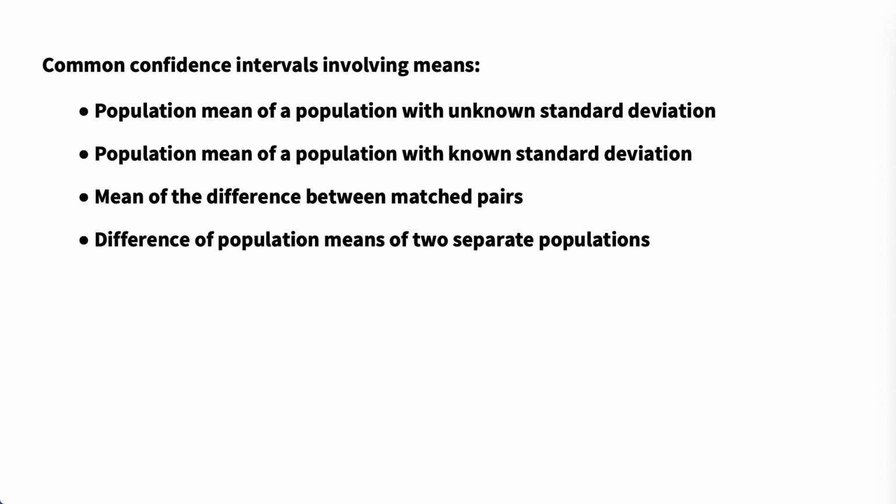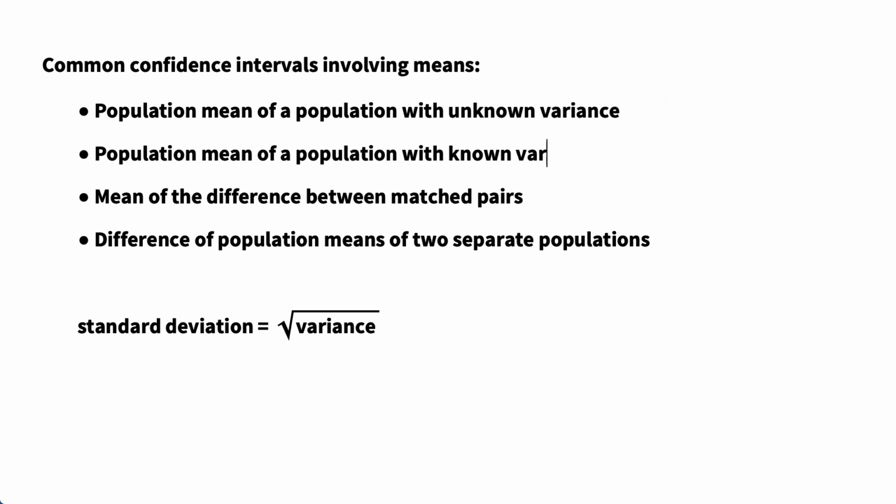A detail of terminology here is that it is conventional in describing these confidence intervals to refer to known variance rather than known standard deviation. Standard deviation is simply the square root of the variance, and since both terms describe the variability of the population, variance is just a different word to use for saying whether the population has some known variability.